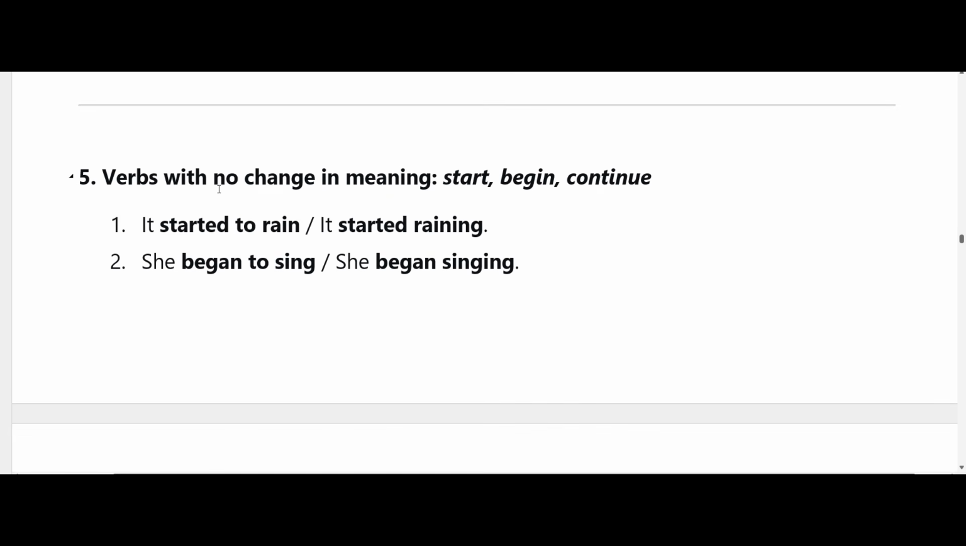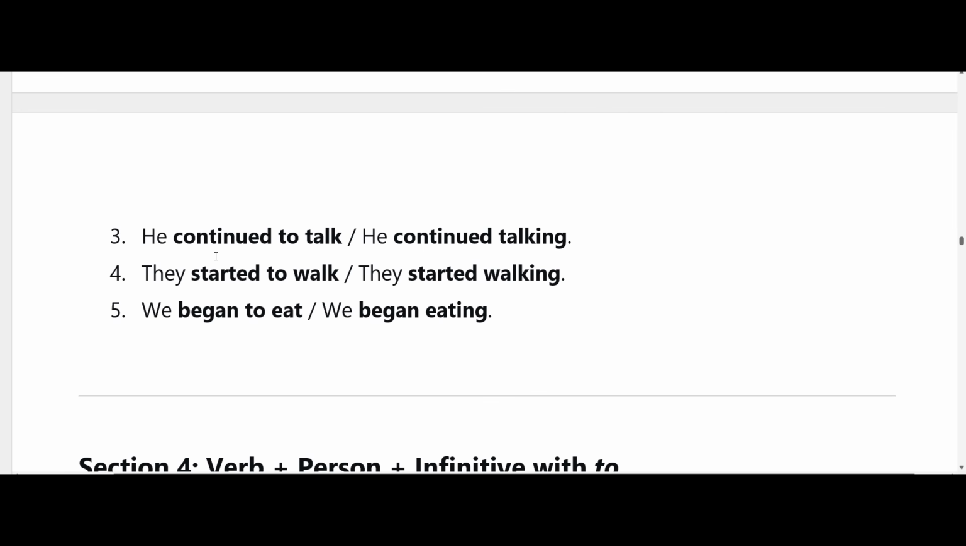Next is verbs with no change in meaning. Start, begin, continue. It started to rain. It started raining. She began to sing. She began singing. He continued to talk. He continued talking. They started to walk. They started walking. We began to eat. We began eating.